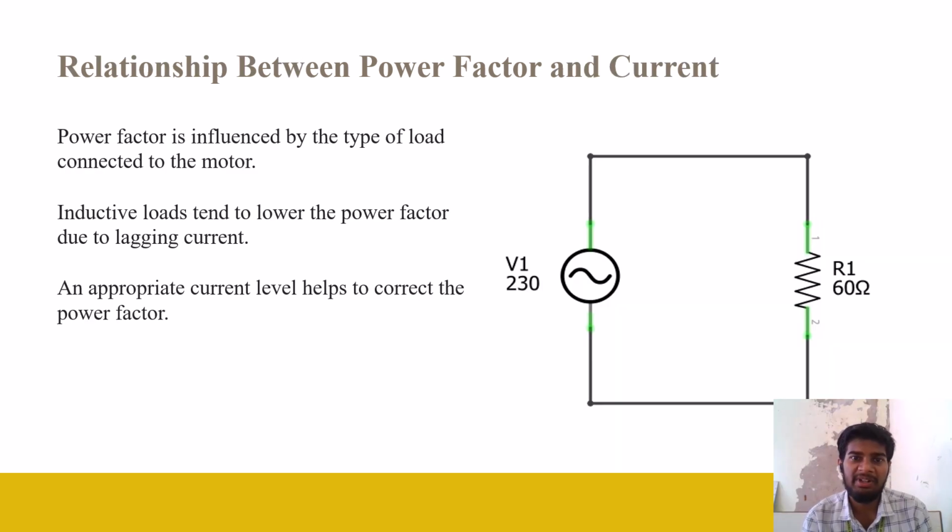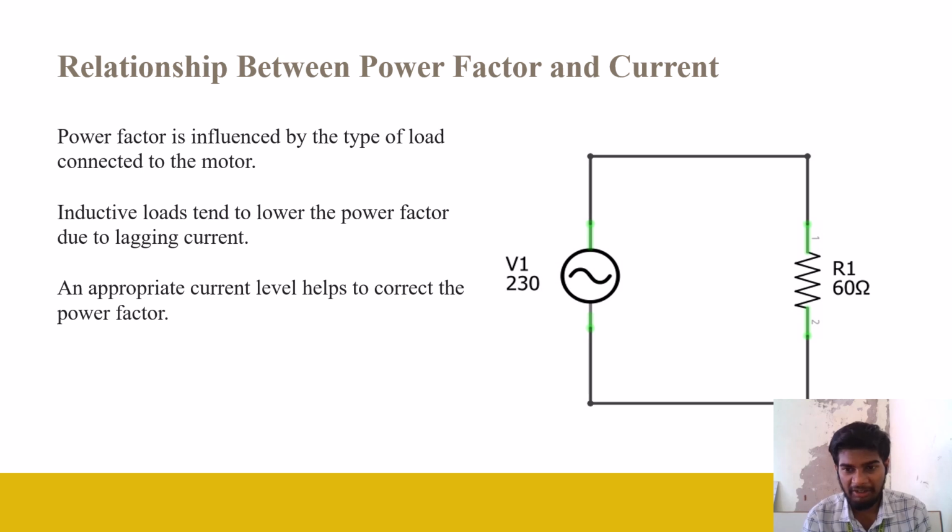And coming to the relationship between the power factor and current. So what is the relationship between the power factor and current? By seeing this circuit diagram, we can see the voltage level, that is 230 volts, and a resistor of 60 ohms. Power factor is influenced by the type of load connected to the motor. Inductive loads tend to lower the power factor due to the lagging current, and an appropriate current level helps to correct the power factor. So this is the relationship between the power factor and current.